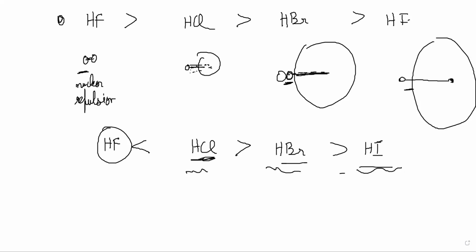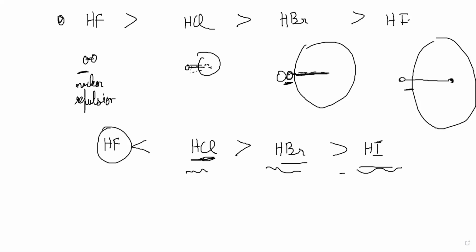Let's see this. Oh, HF bond strength. Okay, so I was slightly wrong. HF bond strength is also stronger, so it is following a common trend. So there is no mistake in the trend then, right?